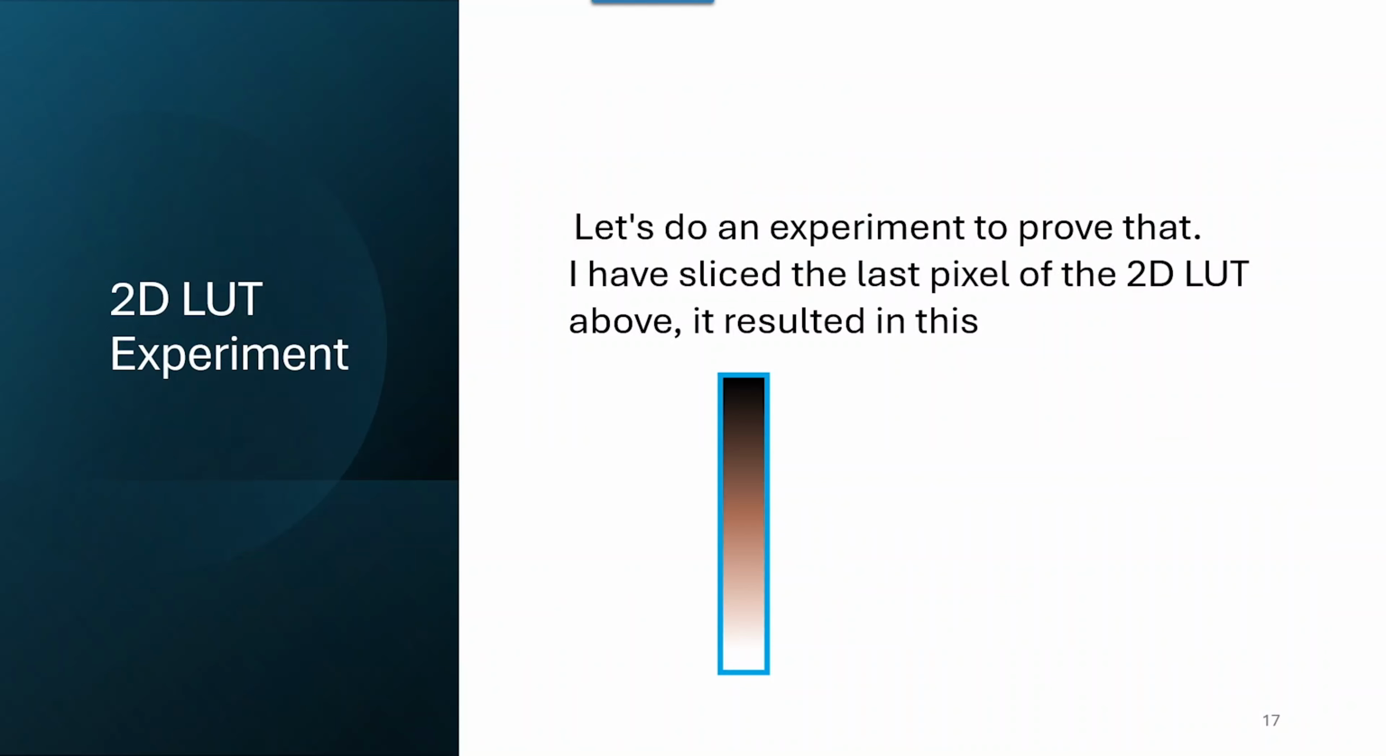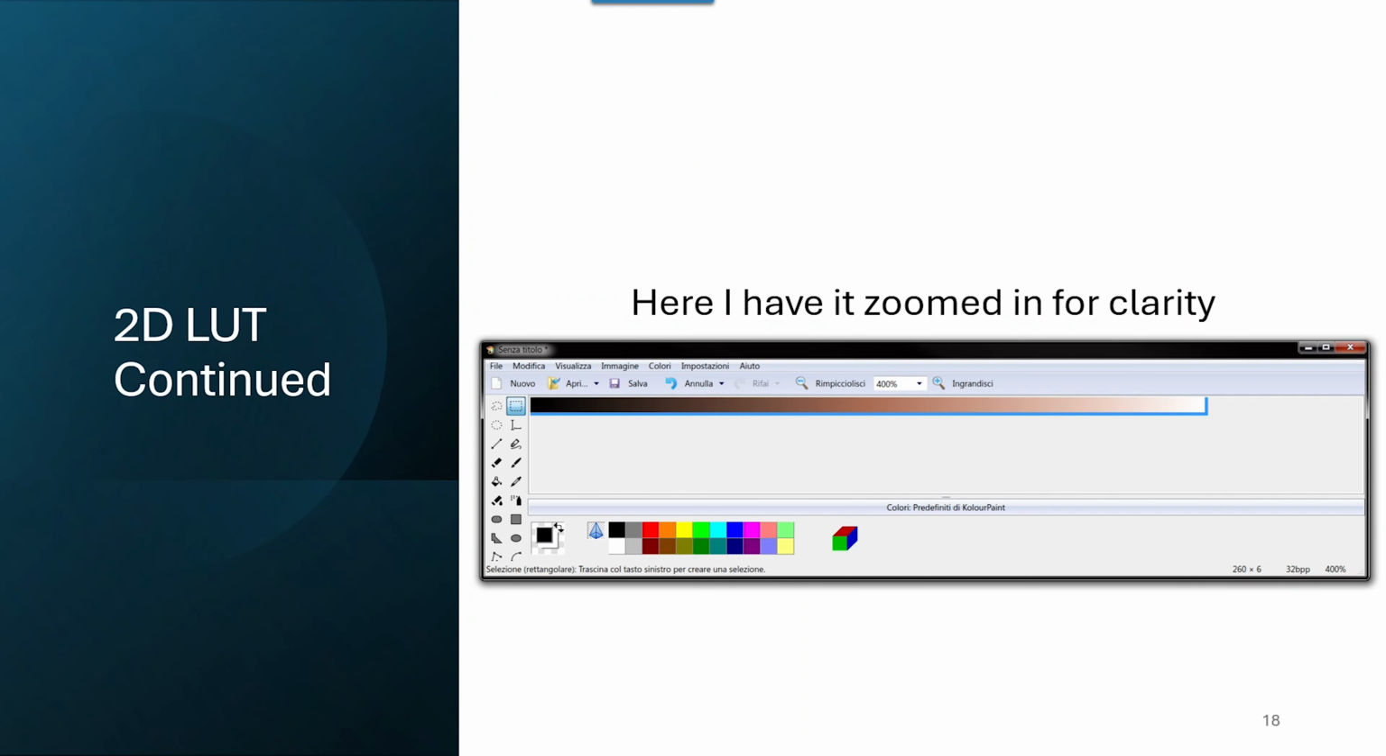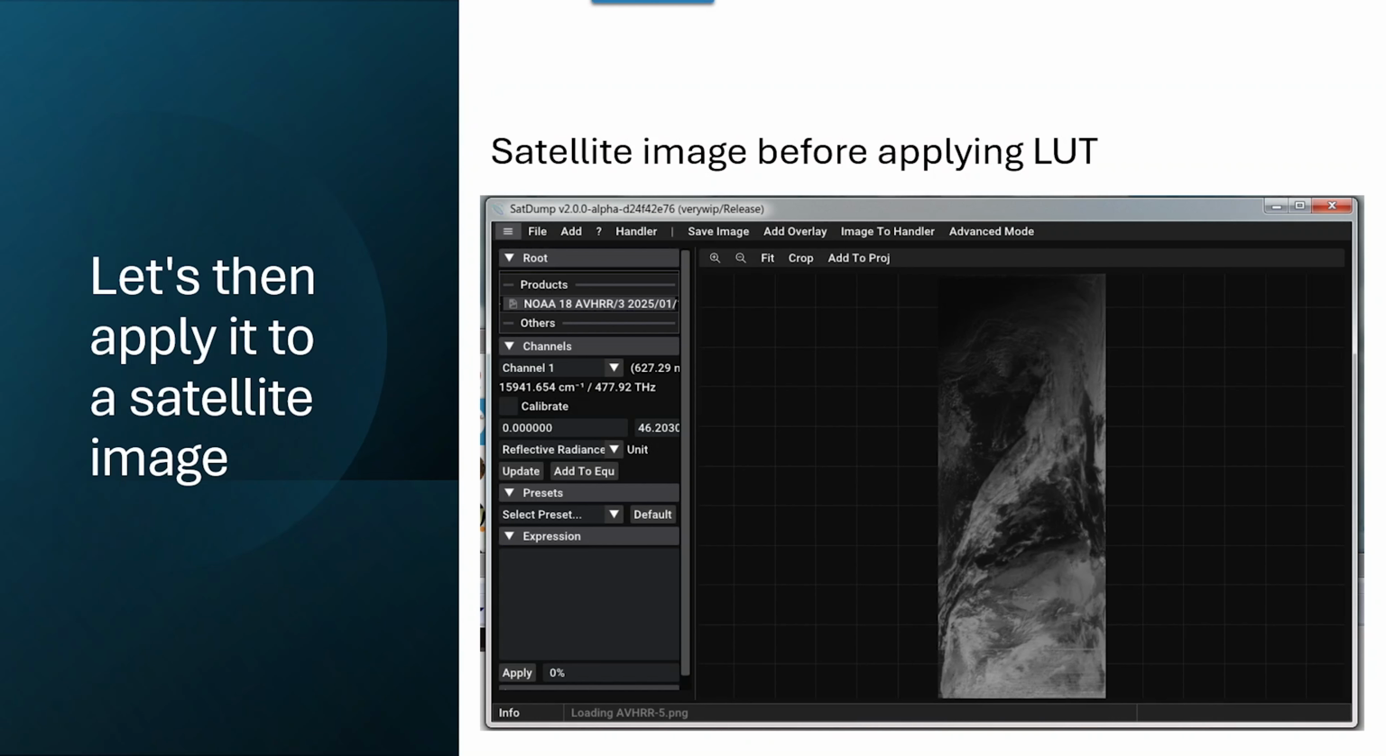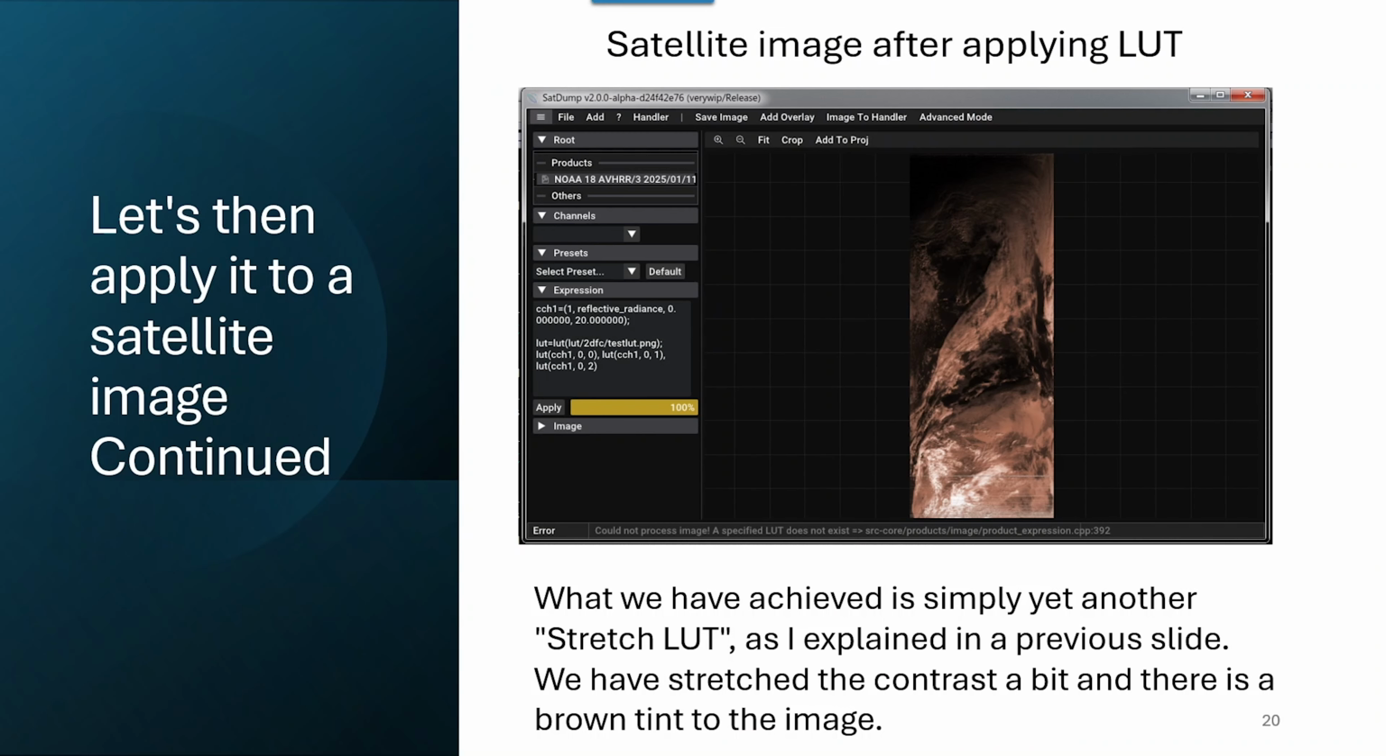Let's do an experiment to prove that. I have sliced the last pixel of the 2D LUT above. It resulted in this. And here we're zooming in on it for some additional clarity. And now let's apply it to a satellite image. So this is before we apply the LUT. And this is after applying the LUT.